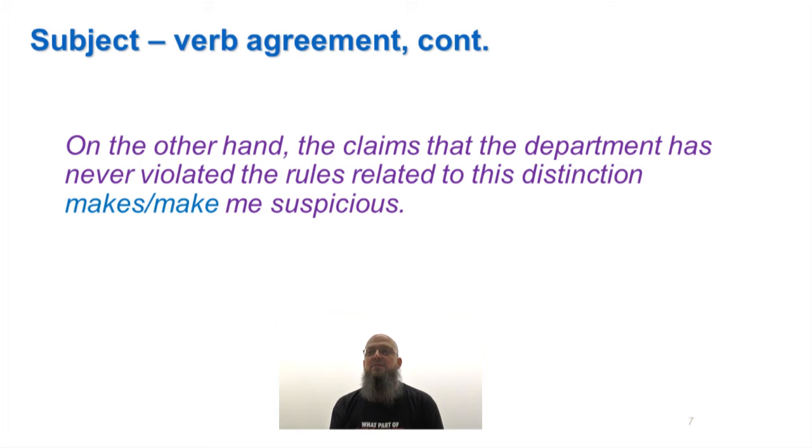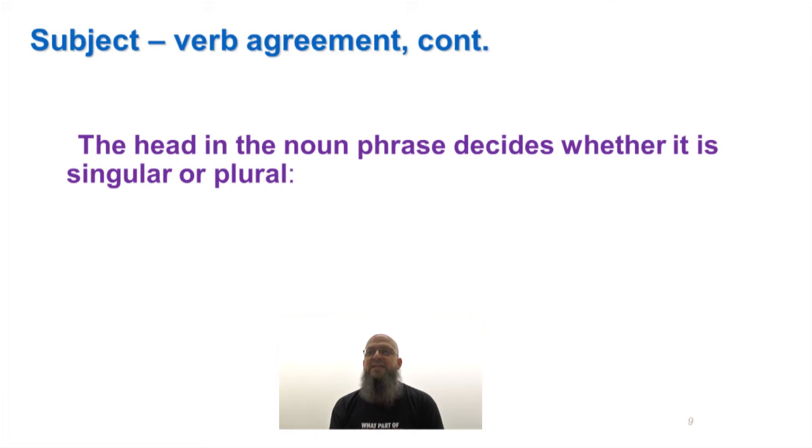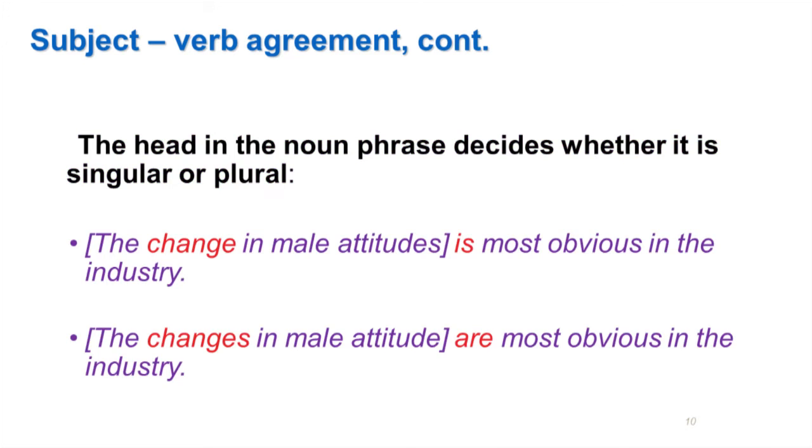academic or otherwise. Take this sentence. Is the correct option makes or make, and why? The correct answer is make, since the head in the noun phrase is claims. The head in the noun phrase always decides whether the verb should be in singular or plural, as can be seen in these two examples.